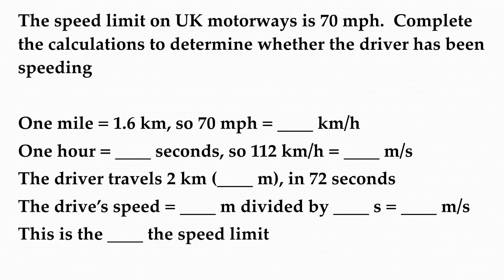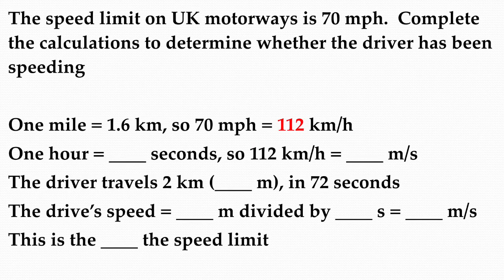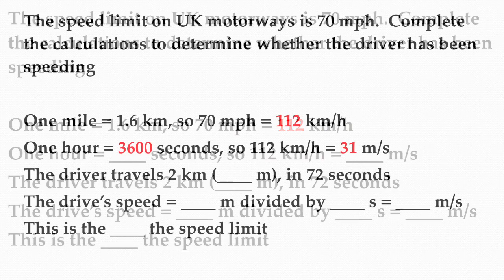And for your final task, all you need to do is copy down the information provided here and fill in the gaps with the correct numbers. Pause the video now and see how you get on. And here are the answers. The first one is 1.6 kilometers times 70 miles per hour, so it's 112 kilometers per hour. Tick it if you've got it right and correct it if it's wrong.